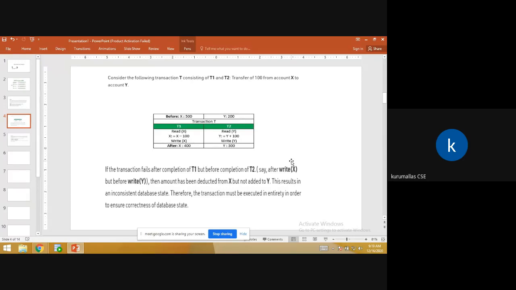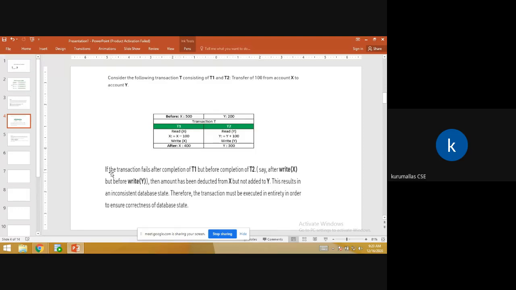For example, consider the following transaction T consisting of T1 and T2. The transfer of 100 rupees from account X to account Y. Before the transaction, X equals 500, Y equals 200. This is the T1 transaction. This is the T2 transaction. So read X, X equals X minus 100, write X. If you reduce 100 rupees, after the transaction the amount of X is 400. Then add that amount: Y equals Y plus 100, Y is 200 plus 100, Y equals 300, right?